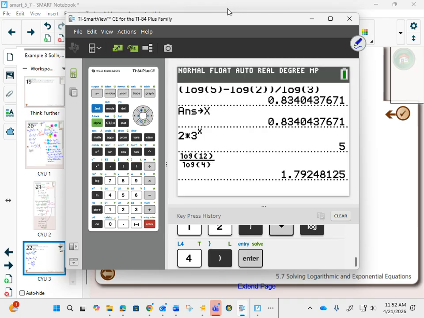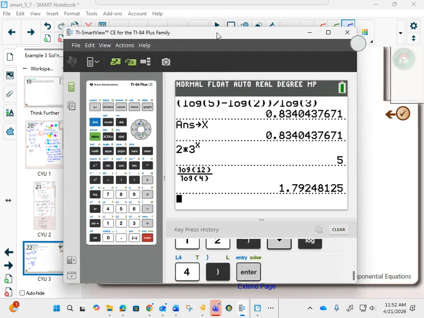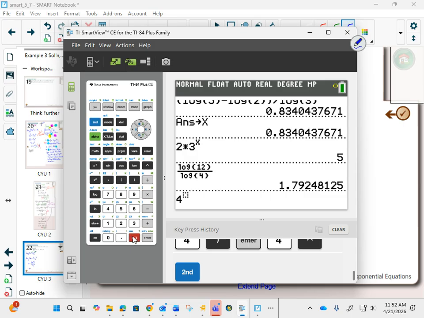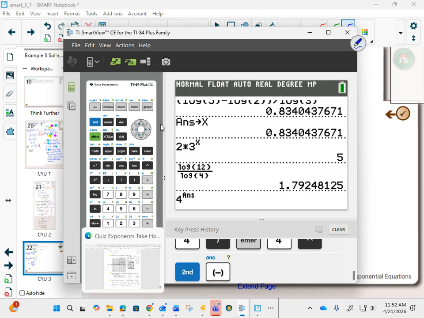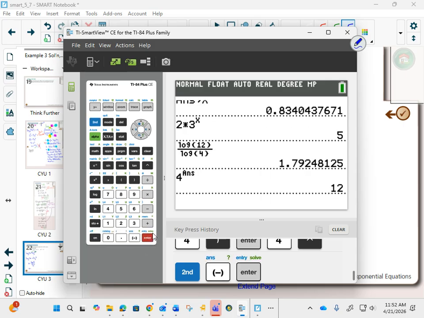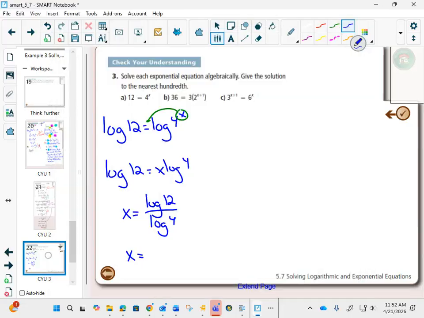And then afterwards, I can always check, because my original question was 4 to the power, and I can take my answer there and put it in. If this is equal to 12, yes. If it's equal to 12, then I know that I've done it right. And I can write 1.792 as my answer.